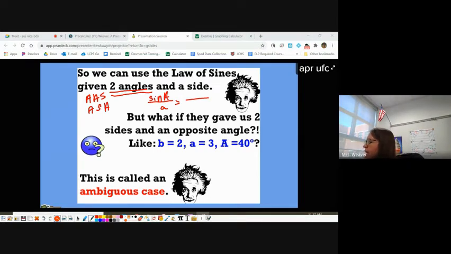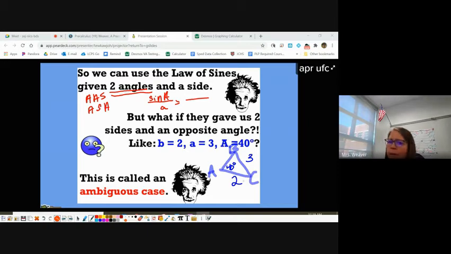But what if they gave us two sides and an opposite angle? Let's look at this information here. That's going to be triangle ABC. Angle A would be 40, side a would be 3, and side b would be 2.